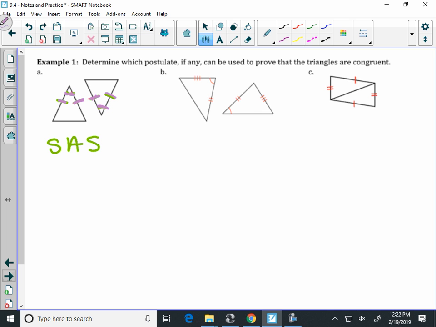Let me take a look at B. We have a side. It's congruent to this side. We have another side, so we're good there. But are the angles in between those two sides the same? No. The angle in between in this first triangle is marked, but is there a tick mark on the angle in between in the second triangle? No. So we cannot say that they're congruent by side, angle, side. Did they tell us that the third sides were the same? Are there tick marks on the third sides? No. So can we use side, side, side? No. So can we say that these triangles are congruent? No.